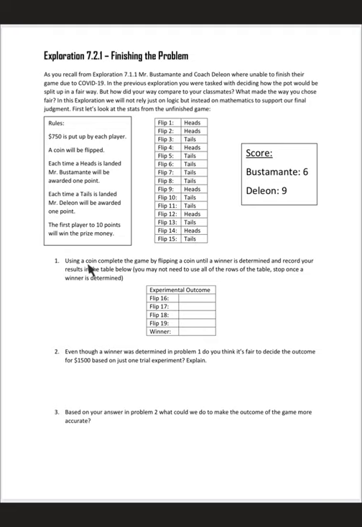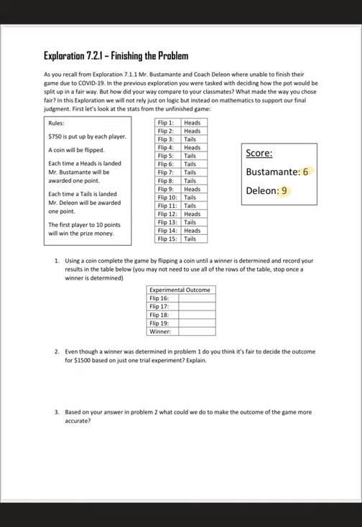Question number 1 says, using a coin, complete the game by flipping the coin until a winner is determined. So you don't have to use all the rows. Let's look at the standings right now. I have 6 points. Coach De Leon has 9 points. So what that tells me is if Coach De Leon gets at least 1 point, he's going to win. So if we flip the coin and we hit a tails, we can stop.